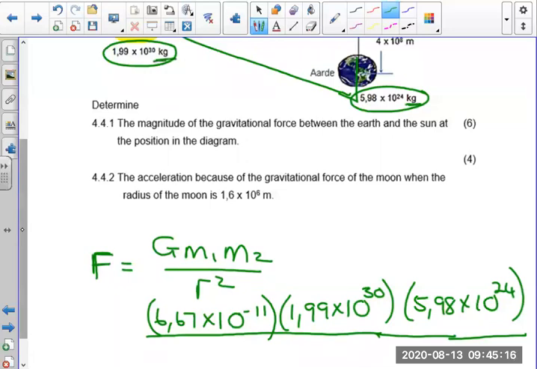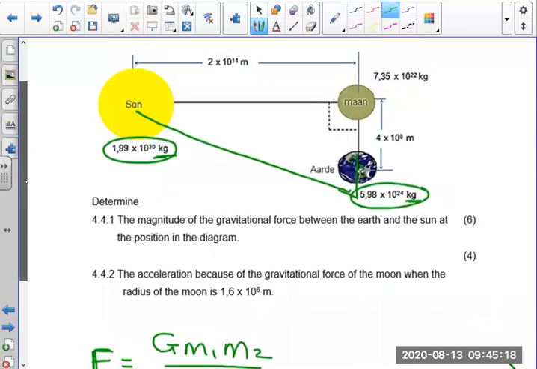Now we have a problem. We don't have the distance from the Earth to the Sun. Okay. But what we have is the distance from the Sun to the Moon, and we have the distance from the Moon to the Earth. So we have this distance, and we have this distance, and it's a 90-degree triangle. So it means that's why it's going to count 6 marks. It means that I have to use Pythagoras to get the distance between the Sun and the Earth.